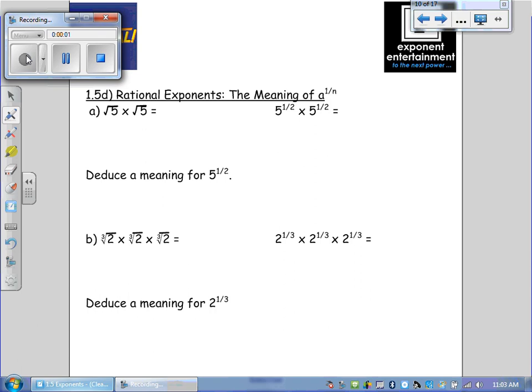So, we started off doing integer exponents yesterday, now moving on to rational exponents, meaning that we have fractions in the exponent. Yeah, this is a little more complicated than yesterday.